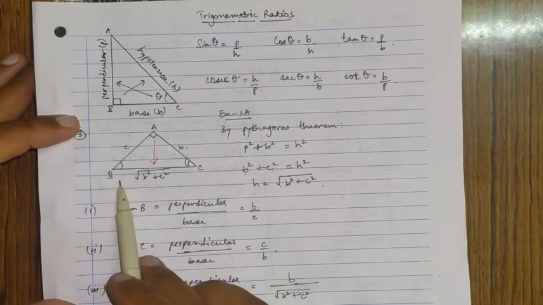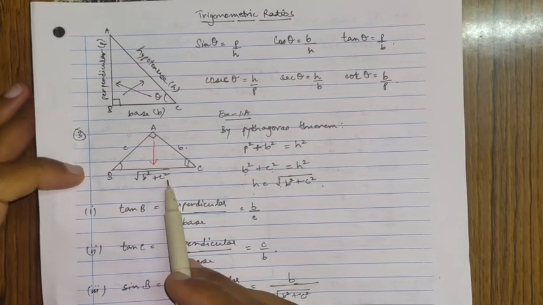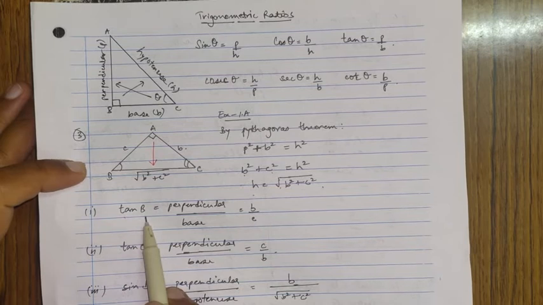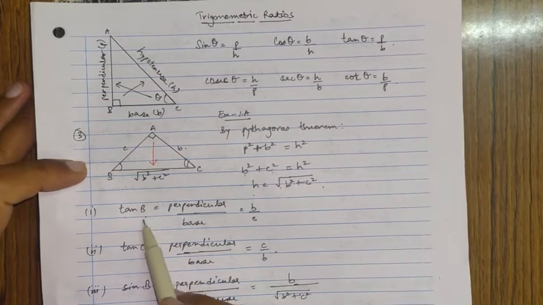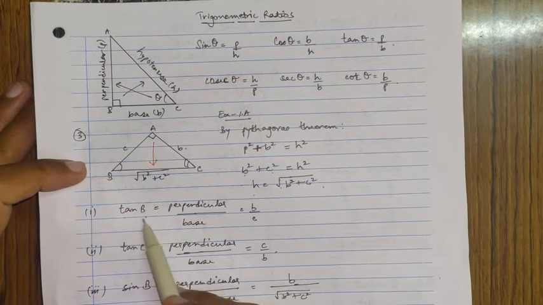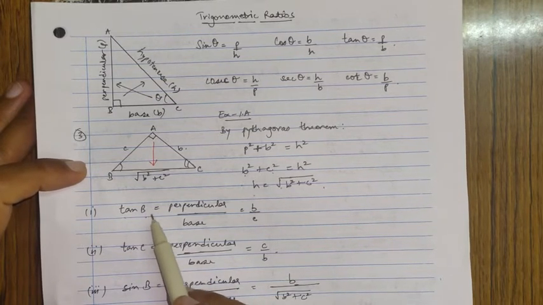Now once we have got the value of hypotenuse as under root b square plus c square, we are going to figure out the values of the different trigonometric ratios. So the first trigonometric ratio is given as tan B. Now in place of theta, we have to find out the value of this trigonometric ratio tan with respect to the angle B. That means over here, with respect to this particular vertex B, we are going to figure out which side will be considered as the perpendicular and which side will be considered as the base.